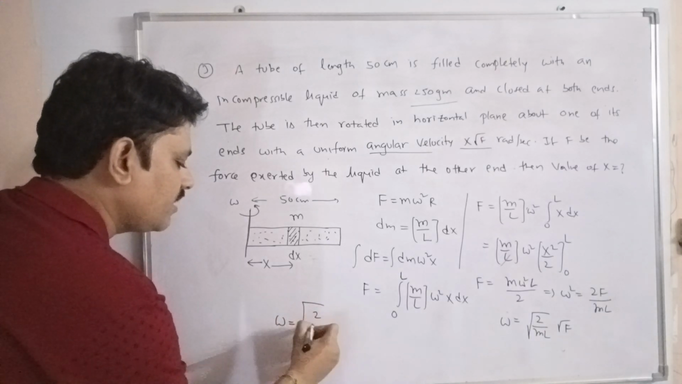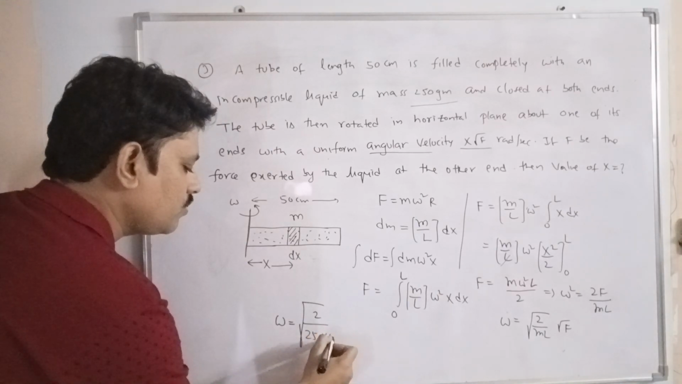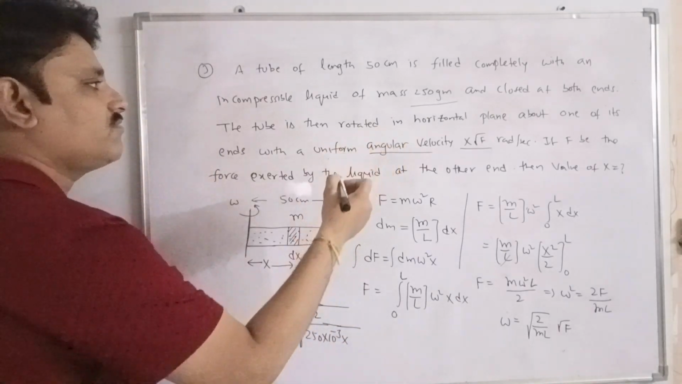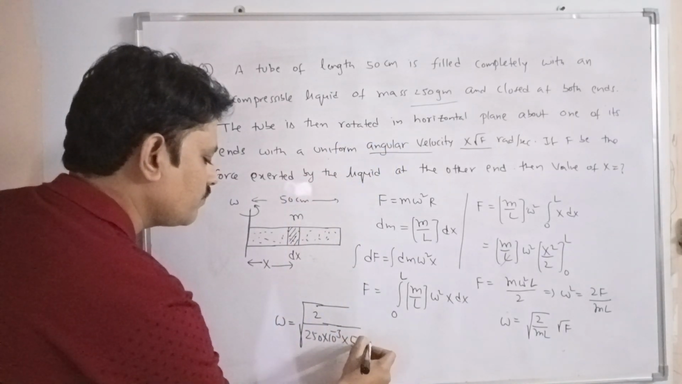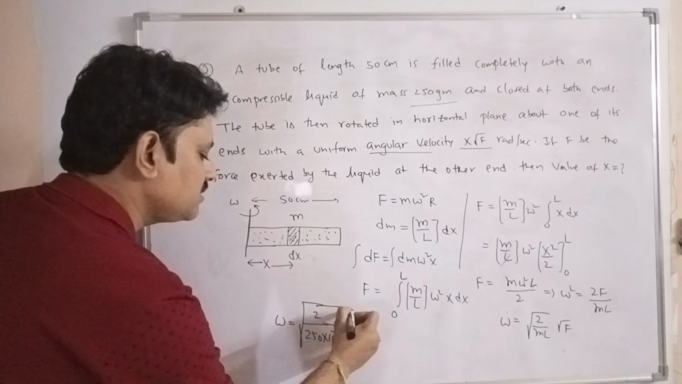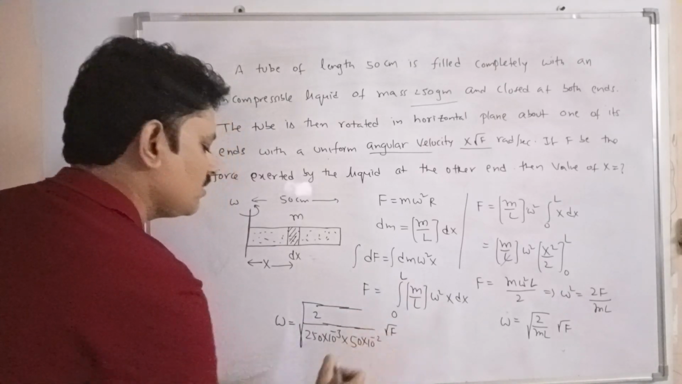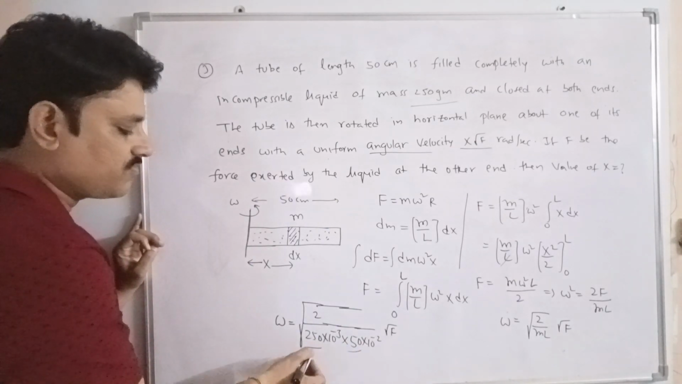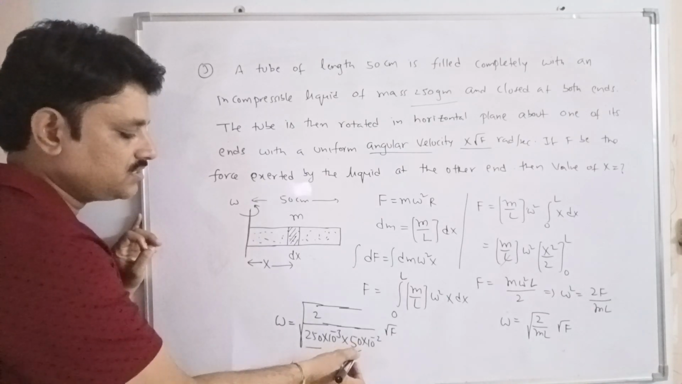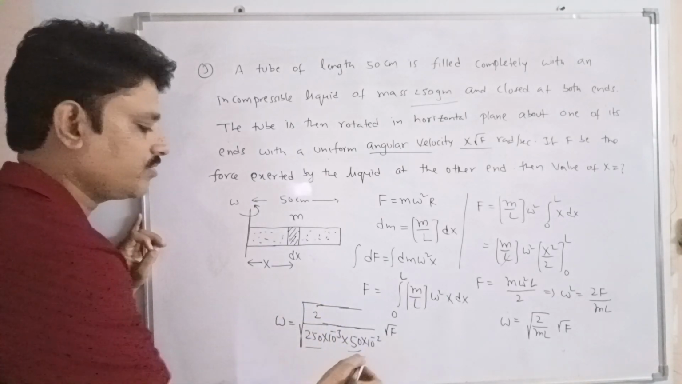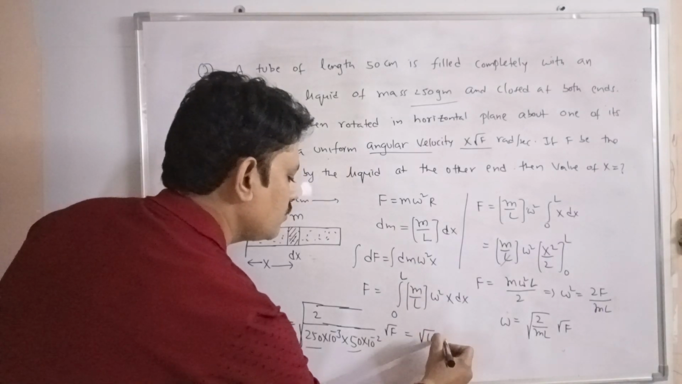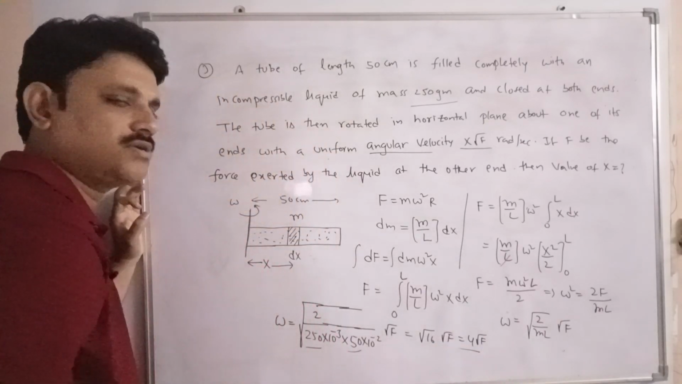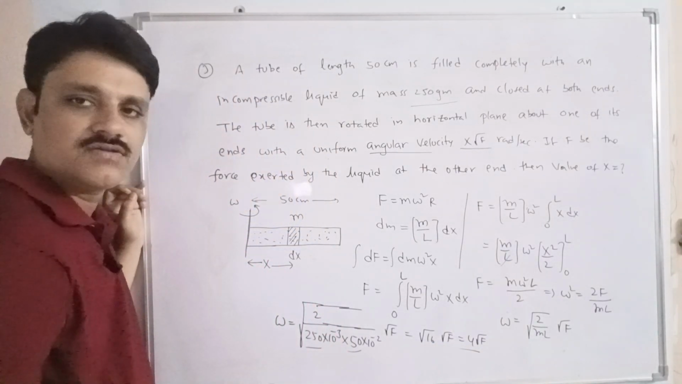So 2 by 250 into 10 power minus 3, into the length. Length is given as 50 centimeters, that is 50 into 10 power minus 2, into root f. So 250 into 10 power minus 3 is nothing but 0.25, and this is 0.5. 0.25 is 1 by 4, this is 1 by 2. If you take it into the numerator, it is equal to root 16 into root f, which is equal to 4 root f. Okay students, I hope you got the answer finally.